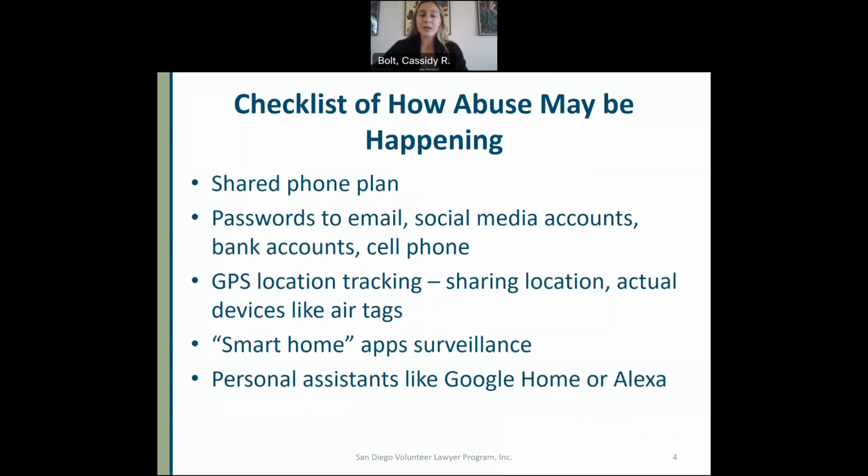GPS location tracking is another medium through which technology abuse can occur. So sharing your location, an actual device like an AirTag, or location services on your social media account. There also are smart home app surveillance and personal assistants in your home like Google Home or Alexa, which could be monitoring you.